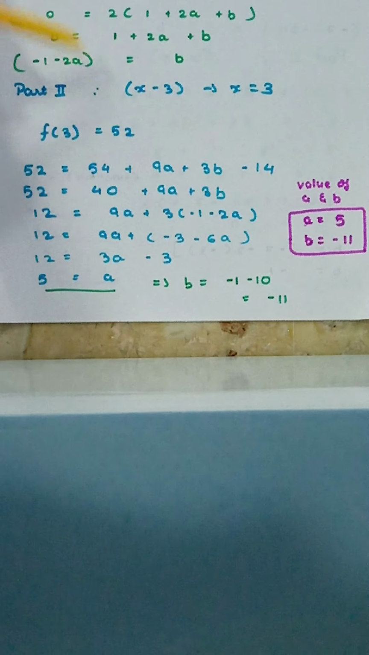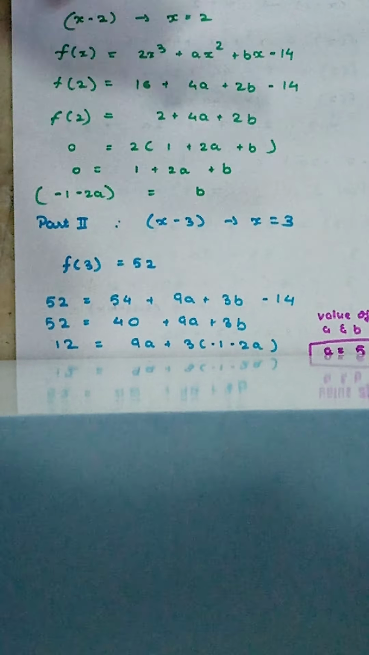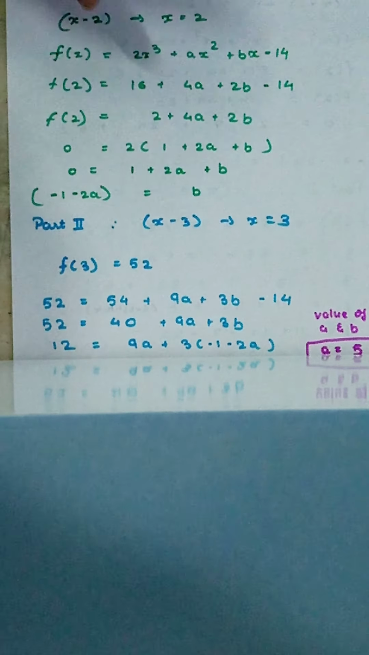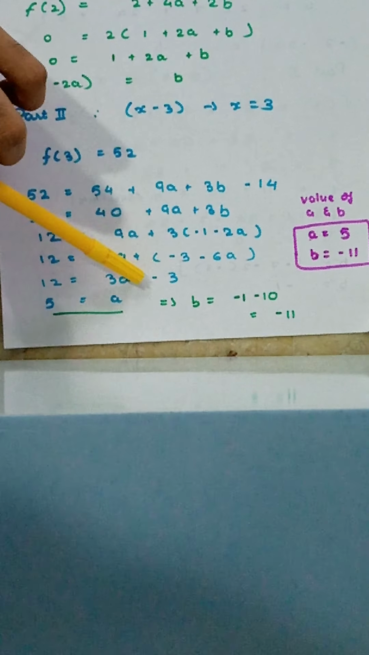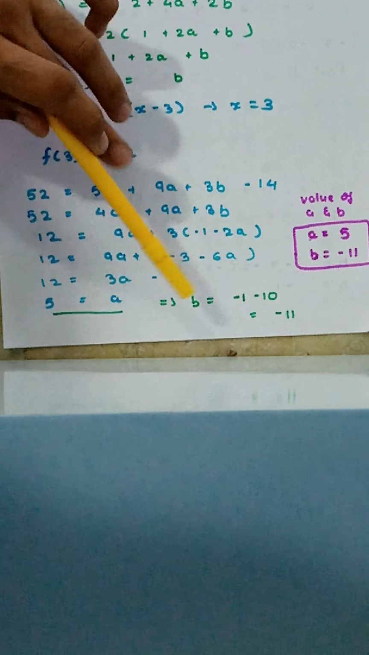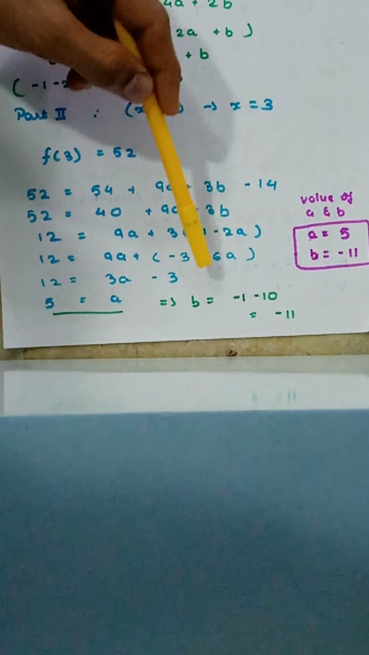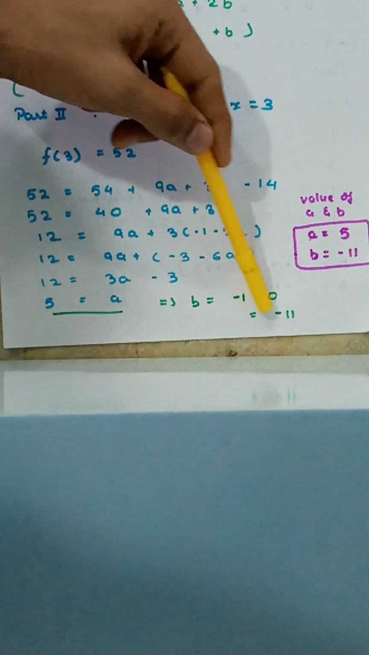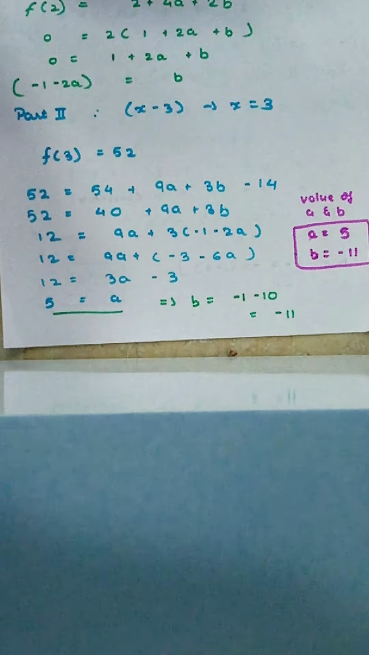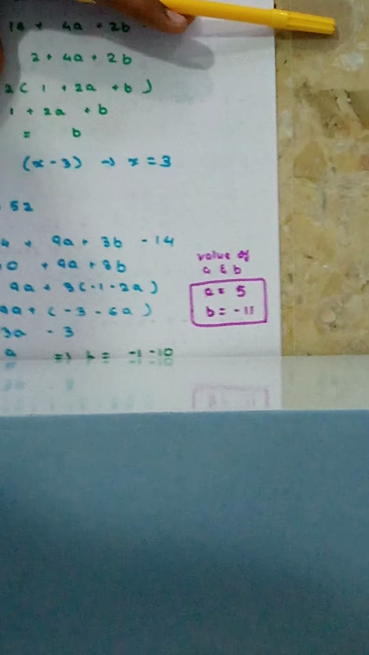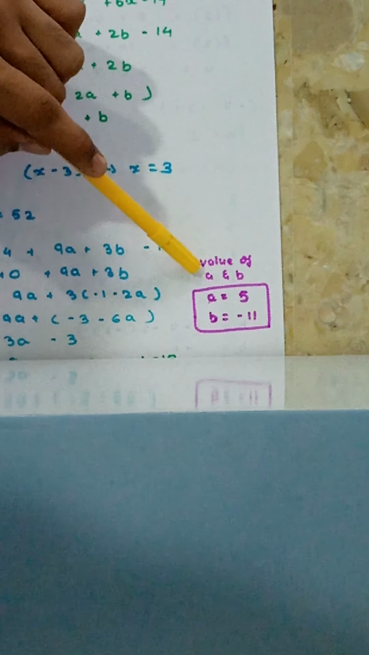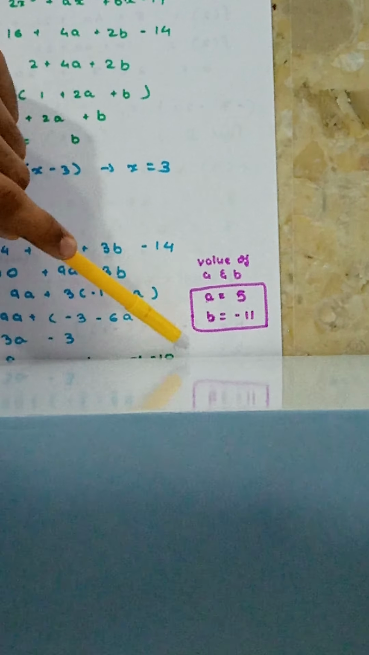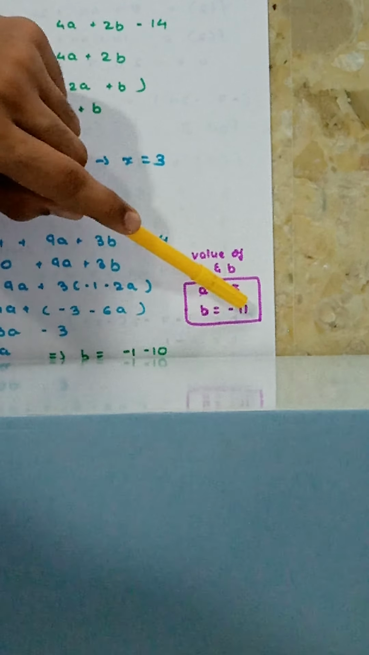Now coming on to the equation of b, which we had prepared, b equals minus 1 minus 2a. If we substitute the value of a into this equation, we get the value of b. So b equals minus 1 minus 10, that goes to minus 11. Hence for this equation, the values are a equals 5 and b equals minus 11.